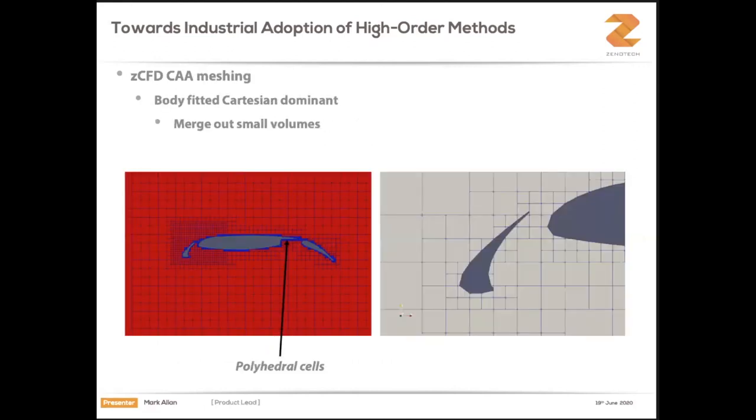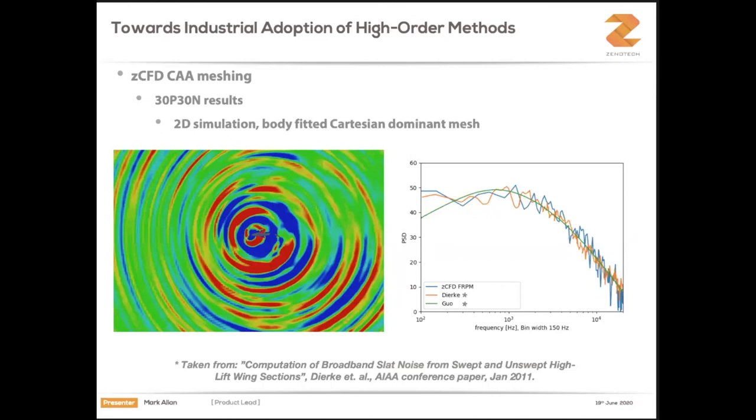Another thing that we've been looking at is body-fitted Cartesian dominant meshes. In this method, we're trying to merge out small volumes and end up with just an arbitrary polyhedra at the boundary conditions themselves. And so again, here we're back down to second order at the boundaries. But all of this is to try and come up with a robust solution to generate air acoustic meshes. And again, this simulation is with the FRPM method. And so we can see our result is in blue, and that's compared with previously published results from DLR. So again, we're very similar to elsewhere.